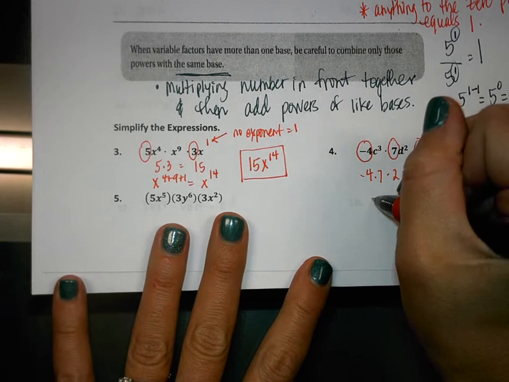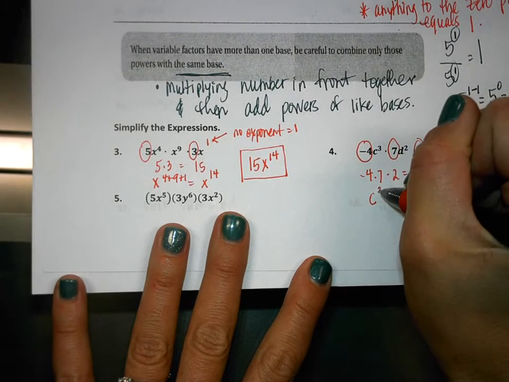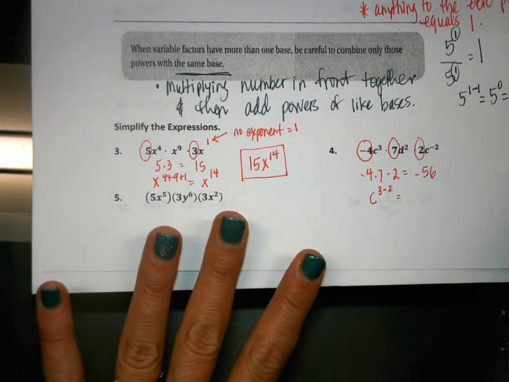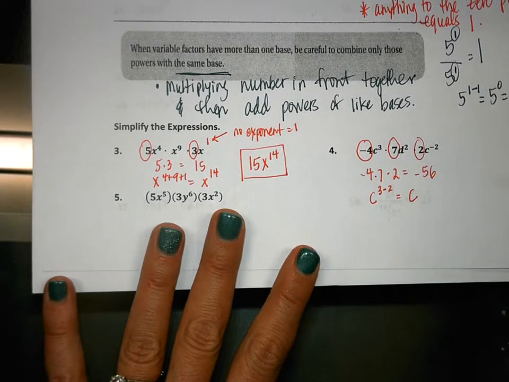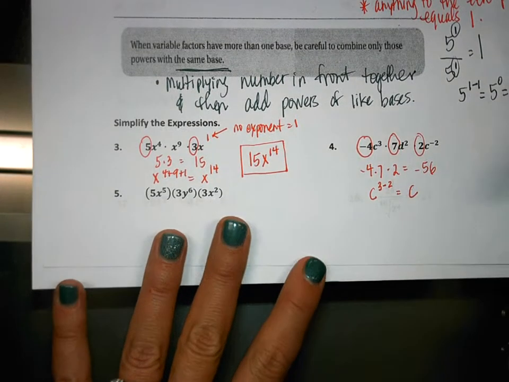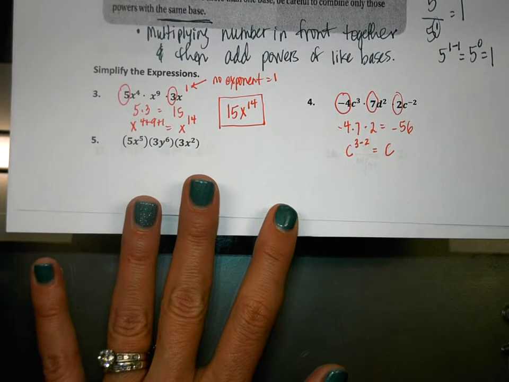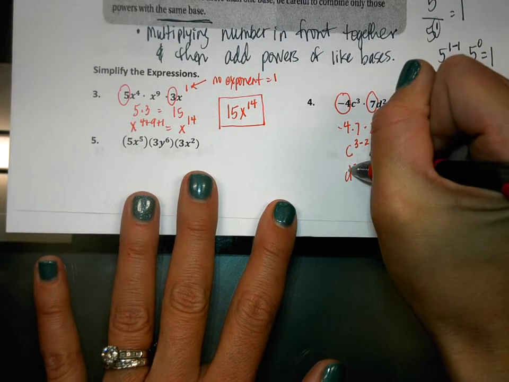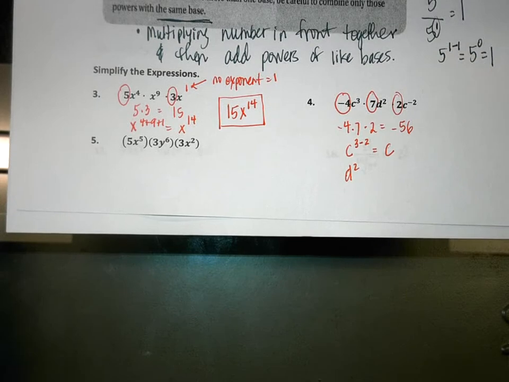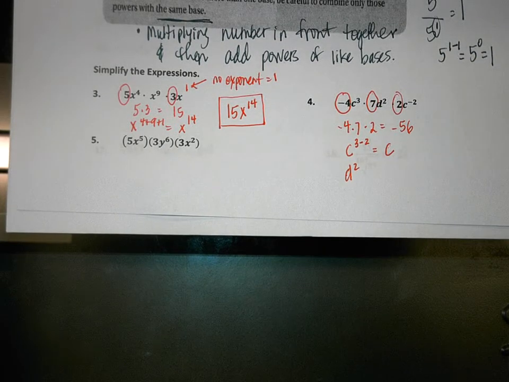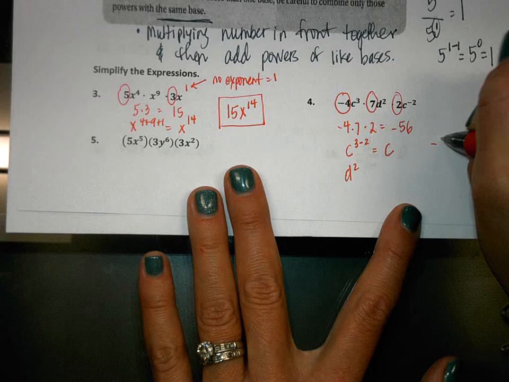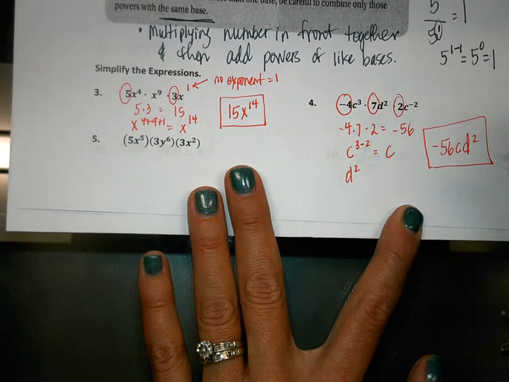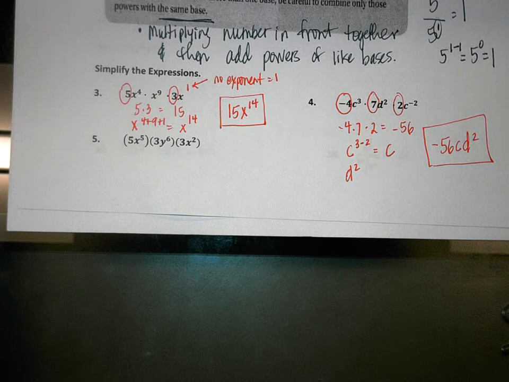Okay, so then we go to the C's, and we have C to the 3rd and a -2. And what does that make? Just C. And you could write to the first power, but we know that if you don't have a first power, it's automatically 1. And then I just have D to the 2nd. And when you're working with letters, you want to always write them in alphabetical order. Okay, and so that means that this answer ends up being -56 C D to the 2nd. Do you have any questions there?